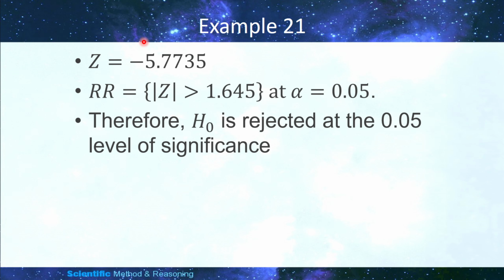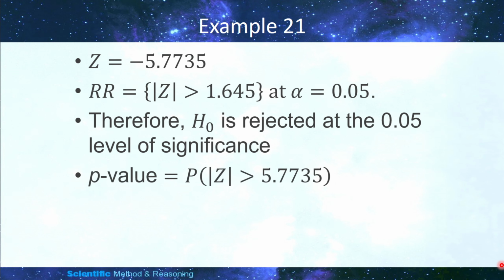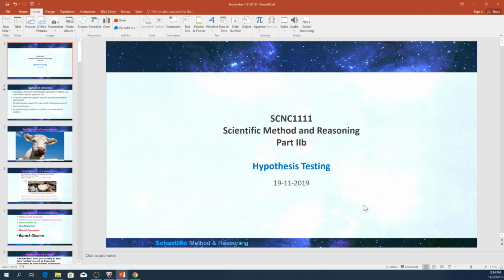As the absolute value of the test statistic is much greater than the critical value, the null hypothesis is rejected at the 0.05 level of significance. In fact, if you want to calculate the p-value using Excel, you can still do that, and it is extremely small. So that's all about the hypothesis testing part.